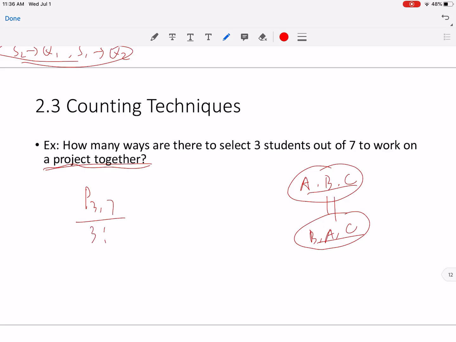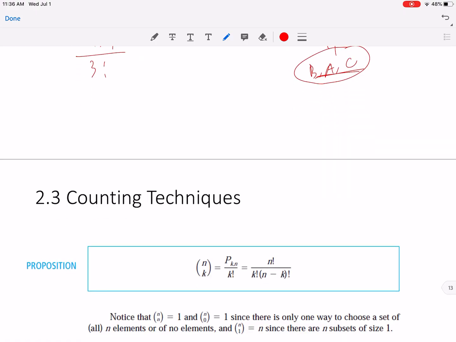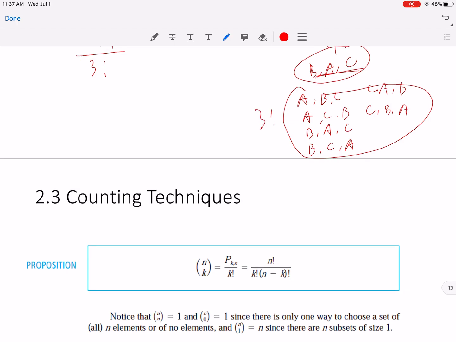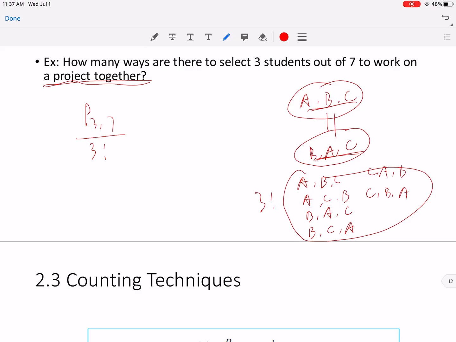Because if we want to rearrange those 3 people, we have 3 factorial different ways. So it could be A, B, C, and then A, C, B, and then B, A, C, and then B, C, A, and then C, A, B, and then C, B, A. So we have 3 factorial different ways to arrange those 3 people, but the point here is they all represent the same thing. They all represent those 3 students working on this project.